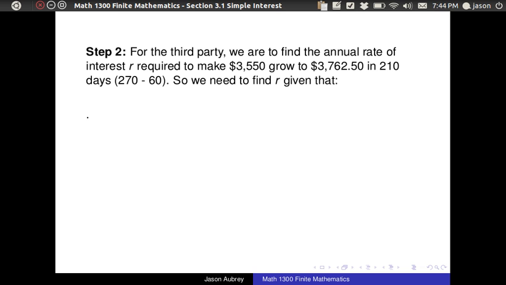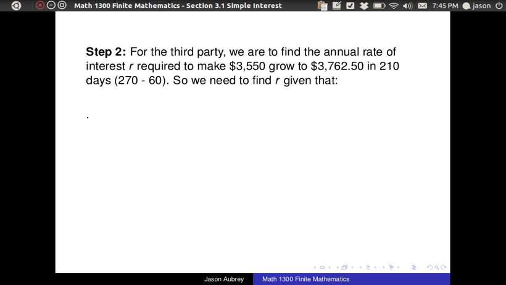Now, for the third party, we're going to find the annual rate of interest R required to make his investment of $3,550 grow to $3,762.50. Okay, so your investment amount would have been $3,500, but the third party bought that note for $3,550. That's the third party's P. What's the third party's A? Same as your A. You or the third party would have gotten back the $3,762.50. It's just you invested different amounts.